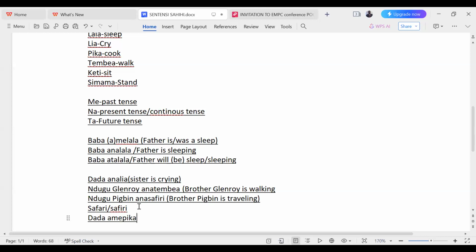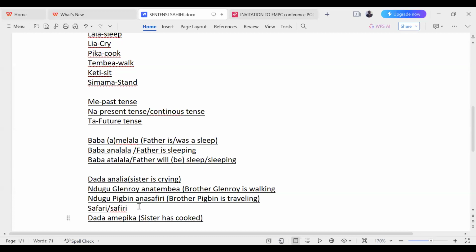Can you read it now? Dada ame pika. Not me, there's an a here. Ame pika. Yes, that would mean sister is cooking? No, it will not be is cooking. Here, first, ame means has cooked. Okay, has cooked. Sister has cooked. Yeah, that would be a very simple sentence.